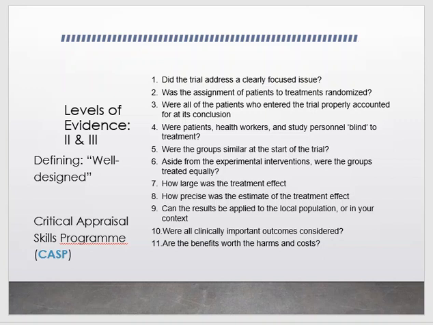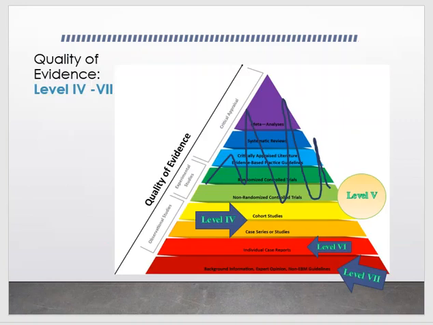So these are the types of questions you'll be asking. Now, these are different questions than you'd ask from a systematic review or a meta-analysis. These were the questions on the CASP worksheet for a randomized controlled trial, okay? So you wouldn't ask the same questions for all the different information. Okay, and finally, lower levels of evidence include levels 4 through 7.